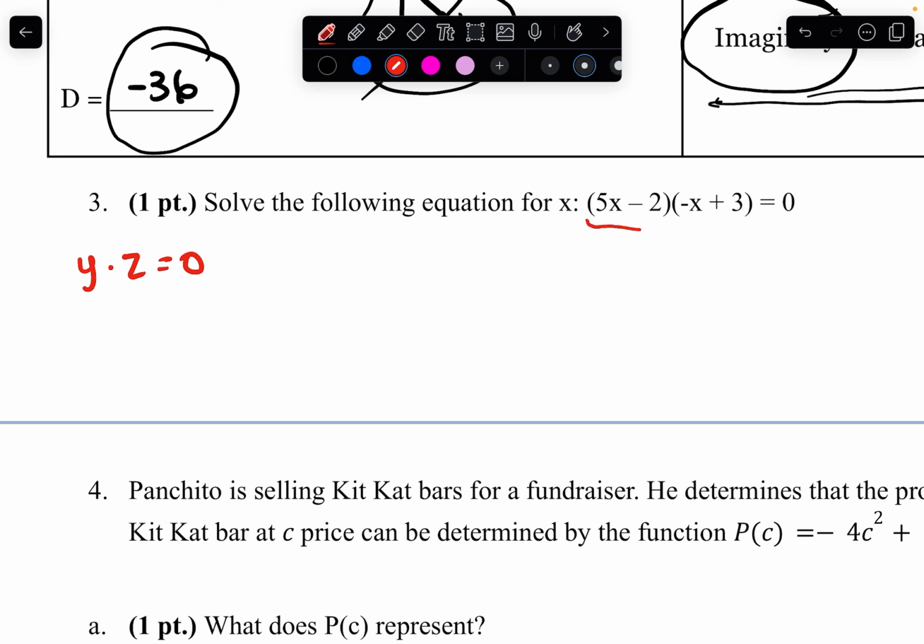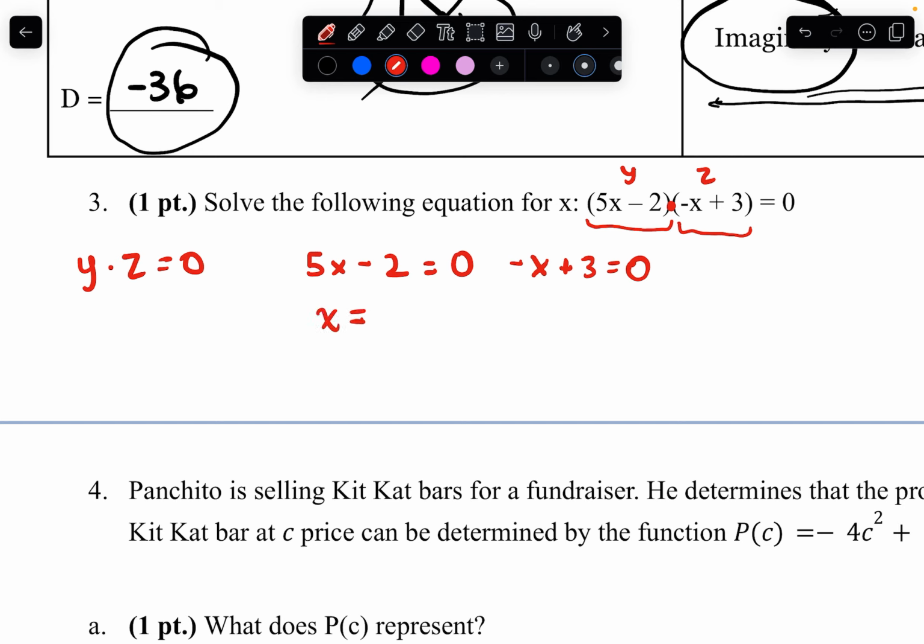You have two factors, y and z. Except that these two factors just happen to be binomials, but that's okay because the two binomials are still being multiplied together, and we know that when two things are being multiplied together and they equal 0, either one of the factors is equal to 0 or both of them. That's why when we have these kinds of problems, we set up two equations. 5x minus 2 is equal to 0, and negative x plus 3 is equal to 0. This is called the zero product property, and you hopefully need to understand it before the end of the year.